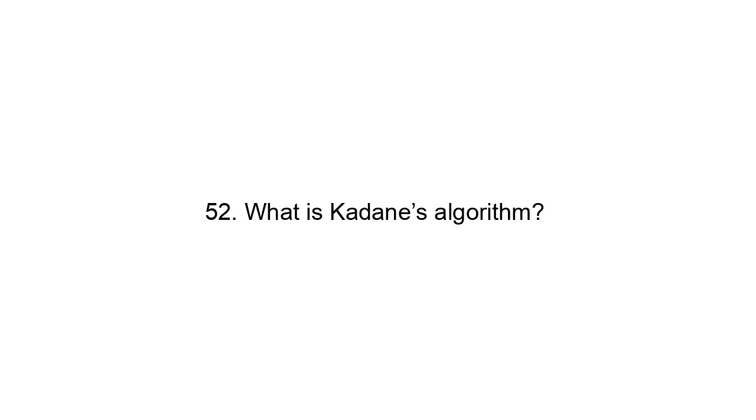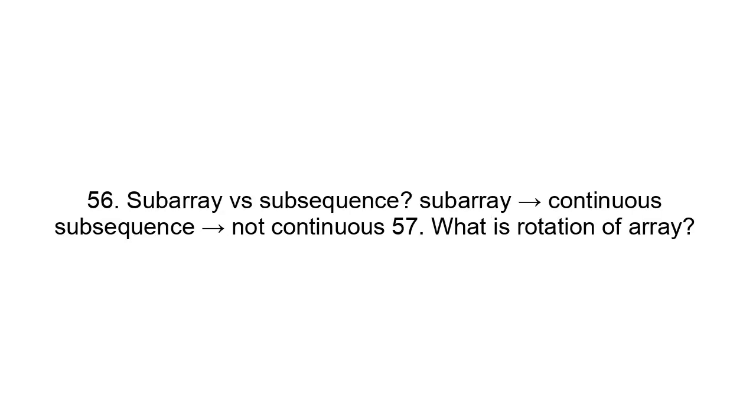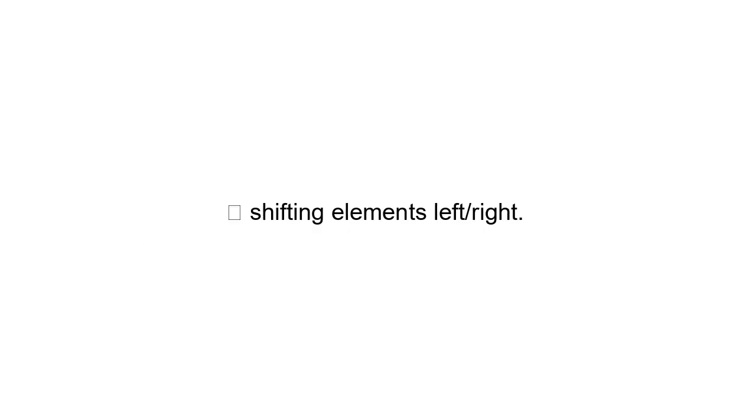52. What is Kadane's algorithm? Maximum subarray sum algorithm. 53. Kadane's time complexity. O(n). 54. What is subarray? Continuous part of array. 55. What is subsequence? Not necessarily continuous. 56. Subarray versus subsequence. Subarray means continuous. Subsequence means not continuous. 57. What is rotation of array? Shifting elements left, right. 58. What is cyclic rotation? Last element becomes first.